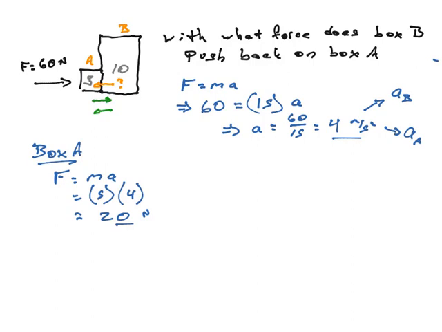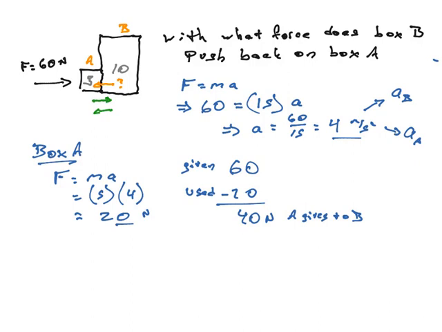How do I know? I do this. I say, what's the total force given to A? He was given 60. How much did he use? 20. So I subtract. 60 was given to him, 20 he used. I'm left with 40 newtons A gives to B. And now I'm done.